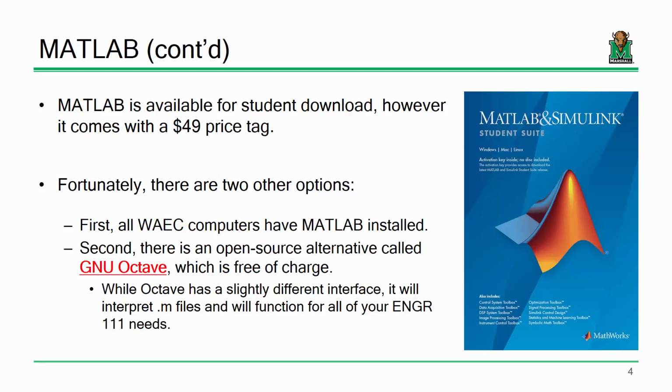Now, in addition to that, if you don't want to use MU Remote, or if you don't want to come into here, there's an open source alternative to MATLAB called Octave. And you can download Octave and install that on your computer, even if you've got a Mac. This is going to be one of the very few instances in your engineering career where you'll be able to use a Mac to do engineering calculations.